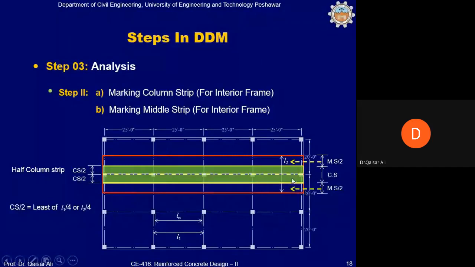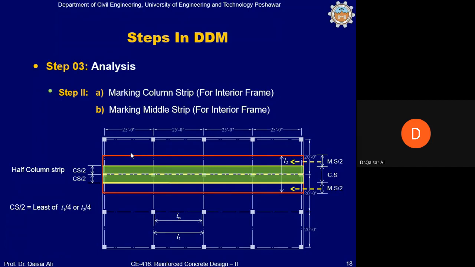So the total frame width is divided into two strips: an interior column strip, which is a strip close to the column, and a middle strip, which is away from the column. It is away from the column, but it is basically the mid portion of the panel. This is the total panel, and this is the mid portion of the panel.